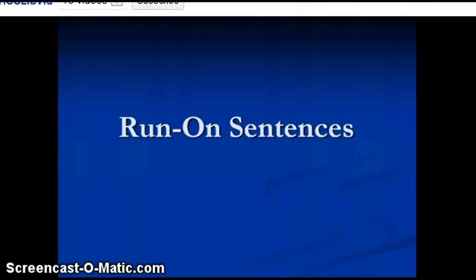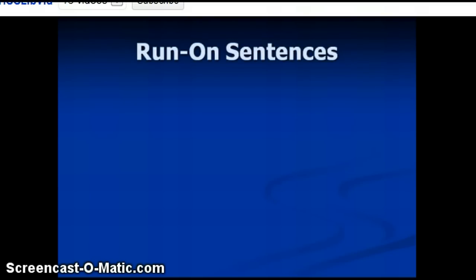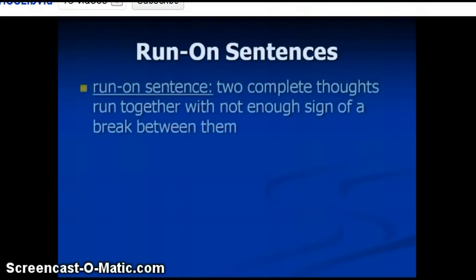I wanted to talk about run-on sentences today, as I see this being a pretty major issue with most of my students. First of all, let's talk about what it is. Here we can see that run-on sentences are two complete thoughts run together without any break between them. There's no punctuation, there's no conjunctions or anything separating those two thoughts.